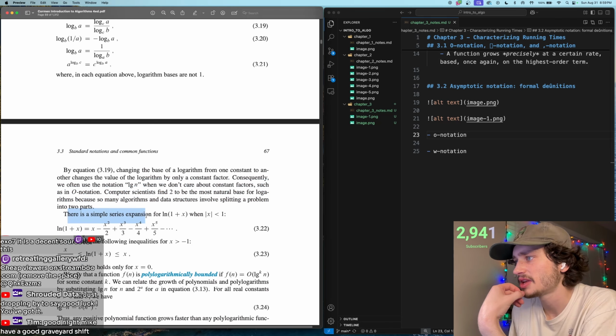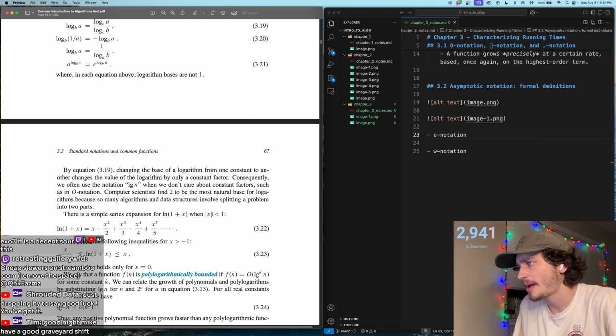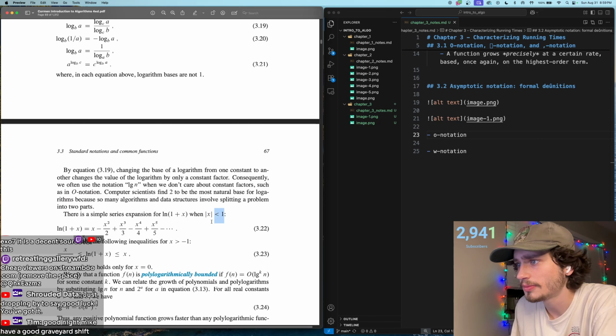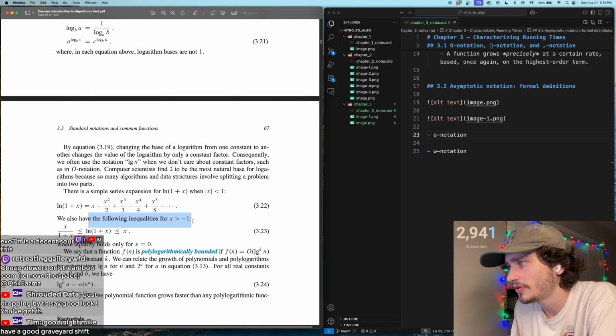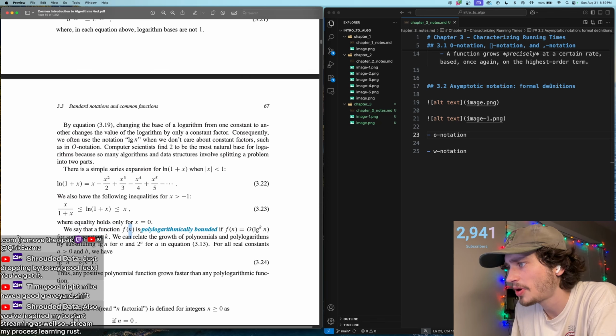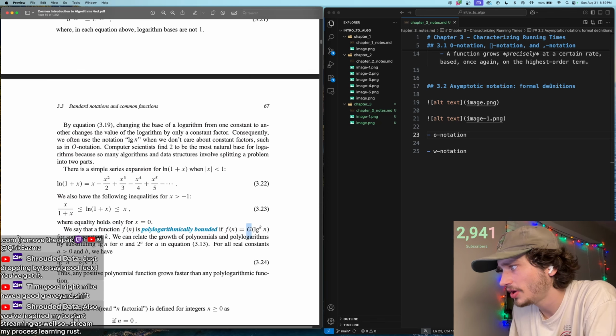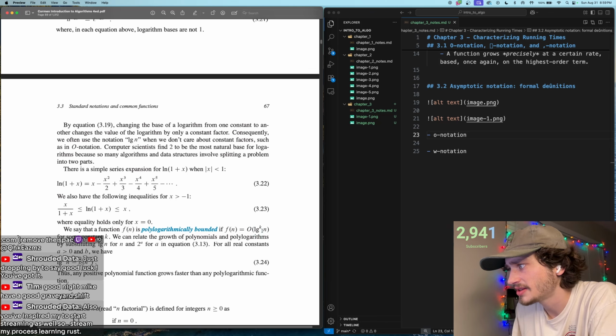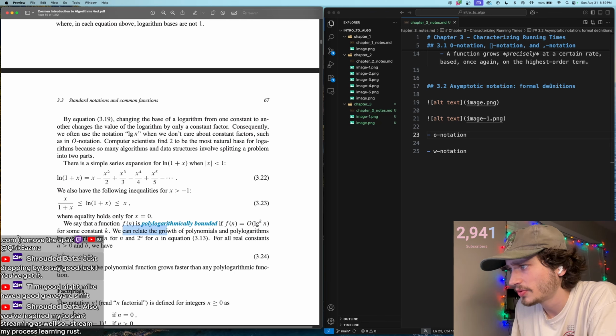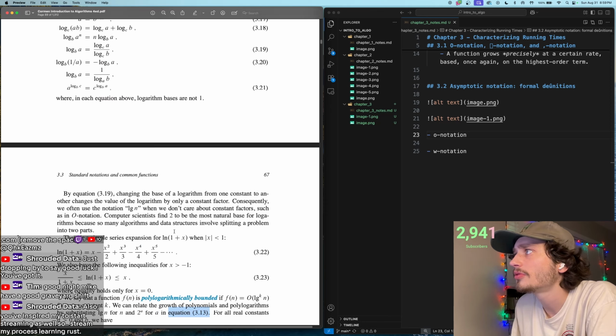There's a simple series expansion for the natural log of 1 plus x where the absolute value of x is less than 1. The natural log of 1 plus x is equal to this. We also have the following inequalities. We say that a function f of n is polylogarithmically bounded if f of n is equal to big O of log to the power of k of n for some constant k. We can relate the growth of polynomials and polylogarithms by substituting log n for n and 2 to the power of a for a in equation 3.13.